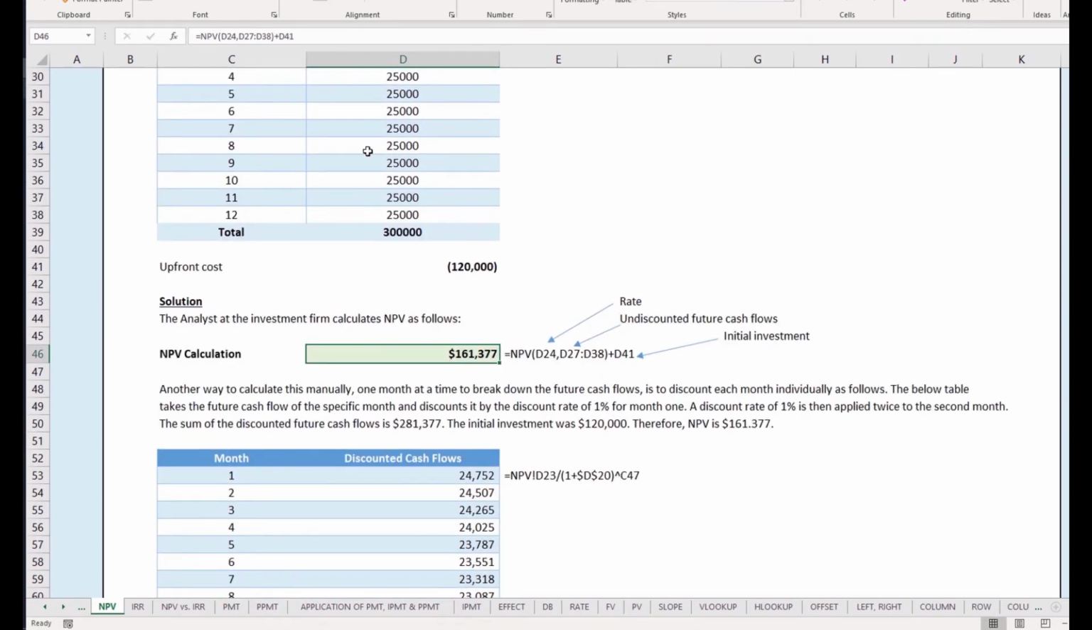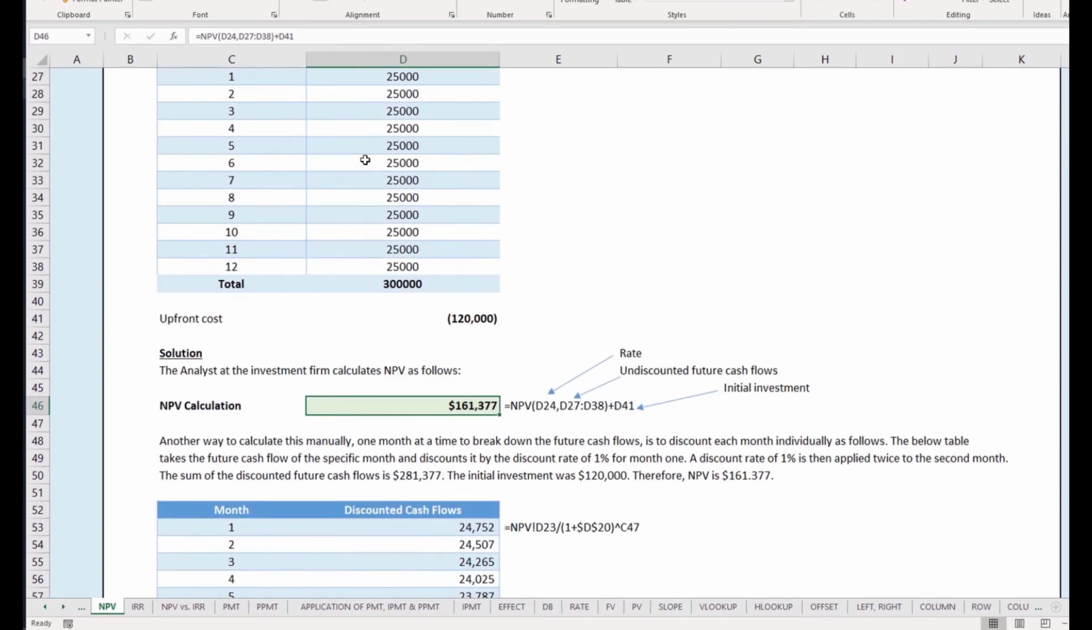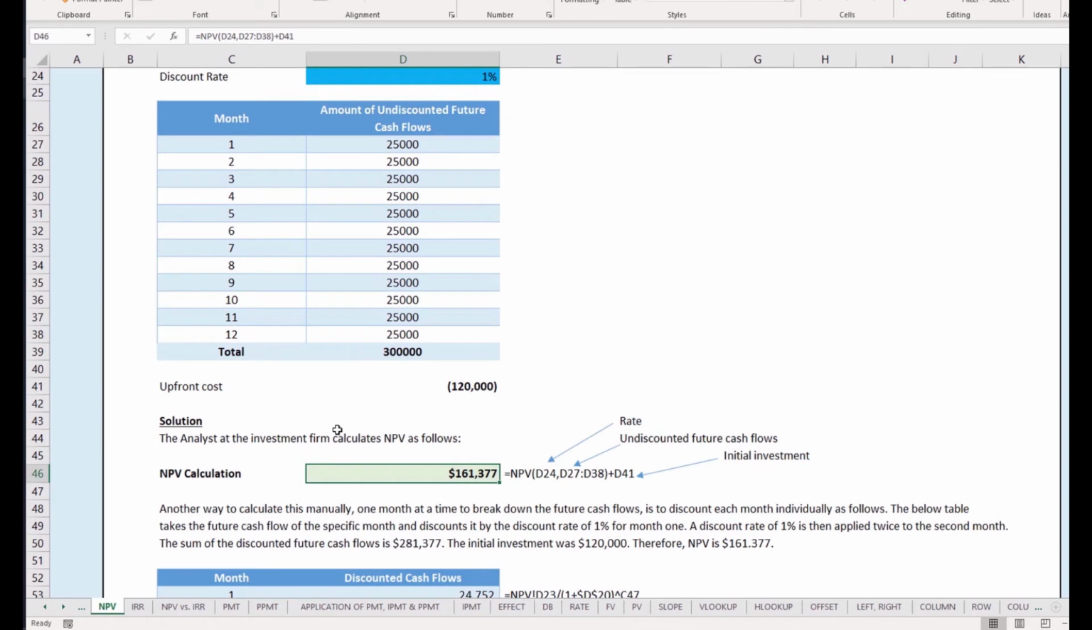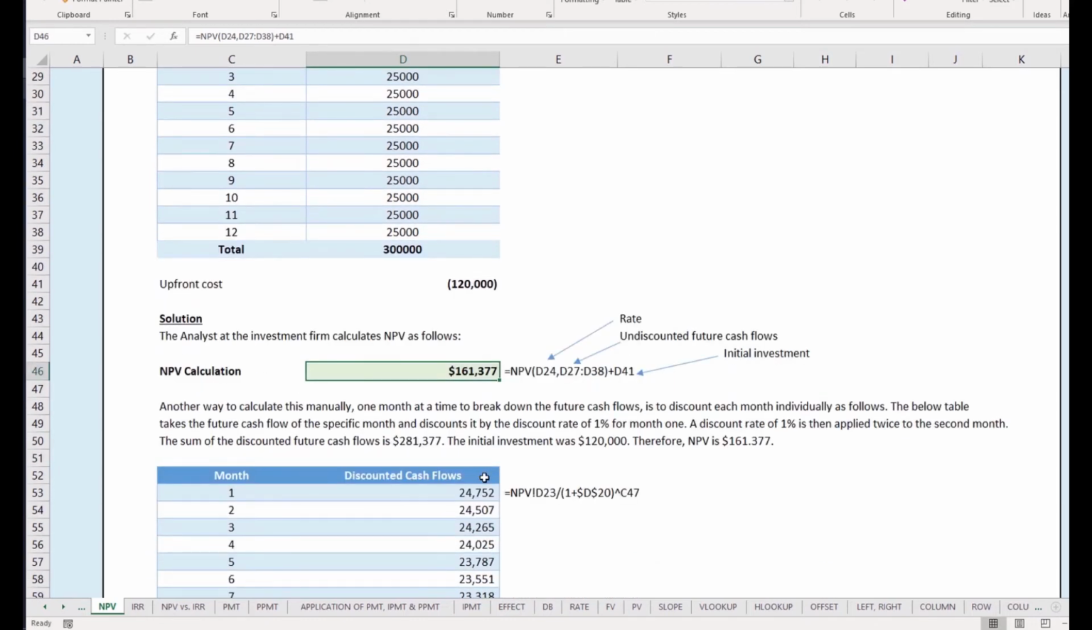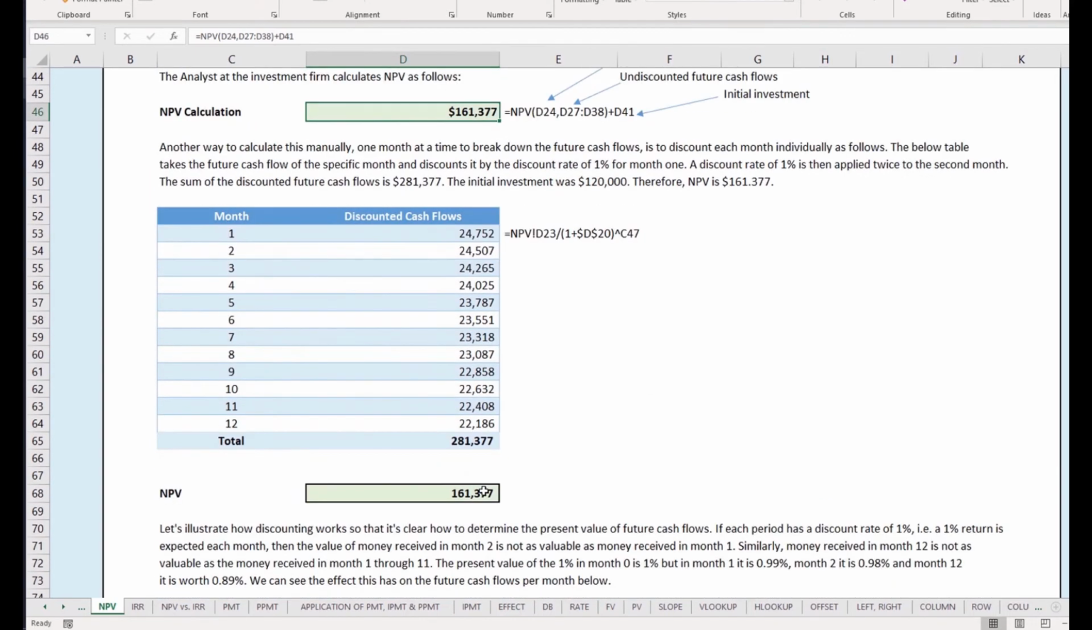So that just goes to prove and show that the NPV formula in Excel is reliable, it's accurate, it does work, and it's a much simpler way of calculating the net present value on a project rather than discounting the cash flows per period in the future, one period at a time.